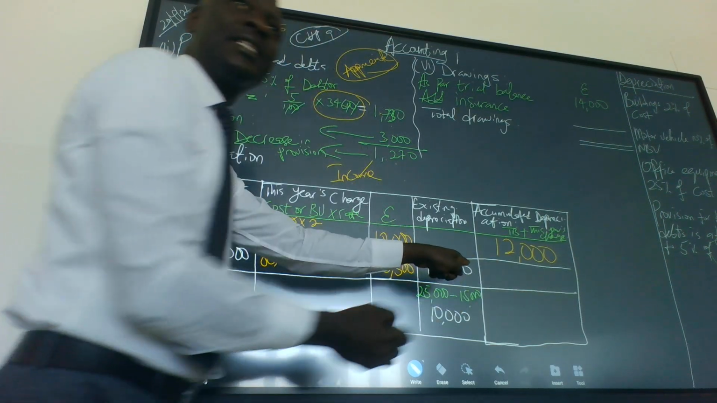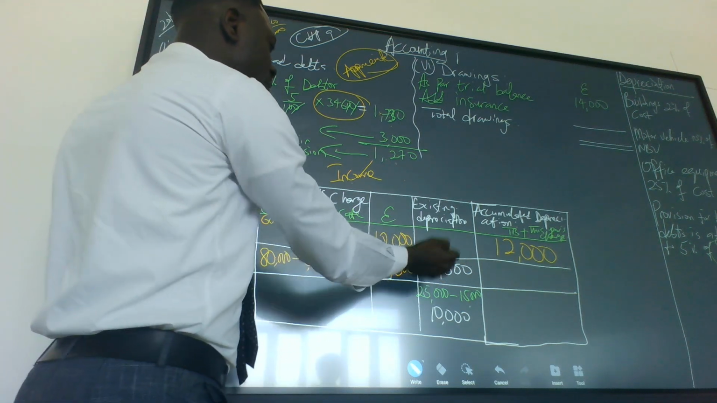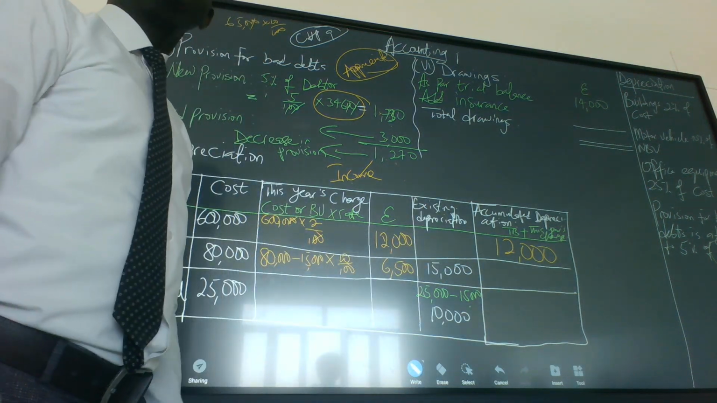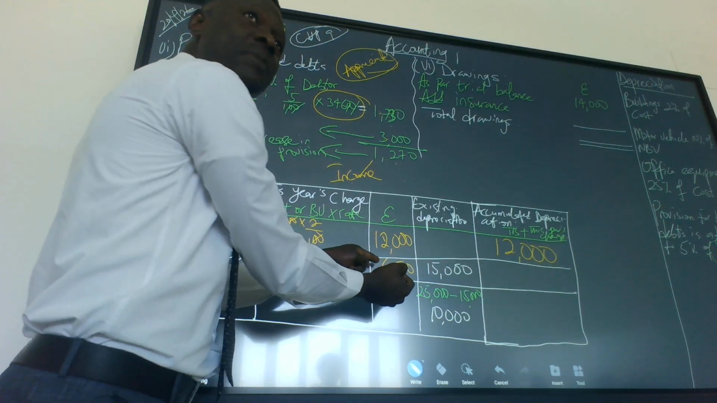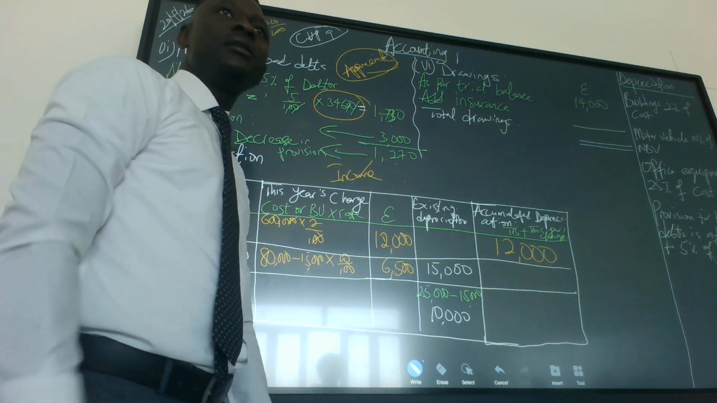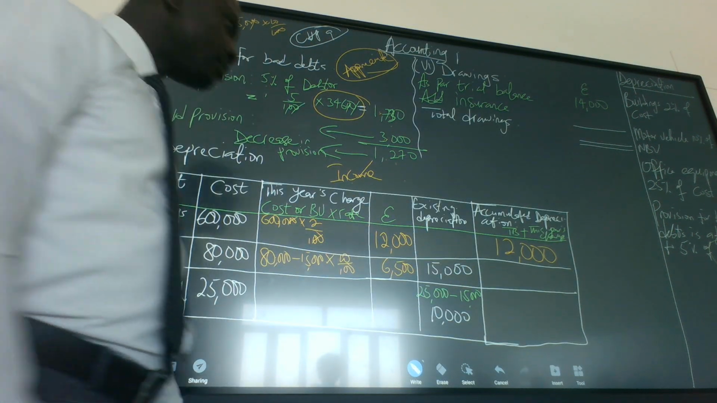Now we have the existing one. Yes or no? 6,500 plus 15,000 is what? Yes, with plus. This is your existing depreciation. This is this year's depreciation. You add them together. 21,500.